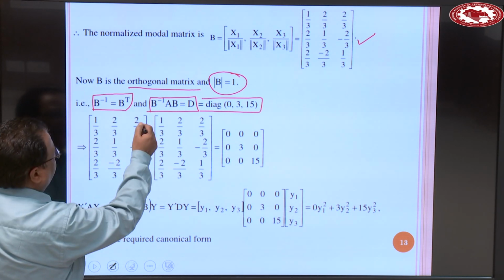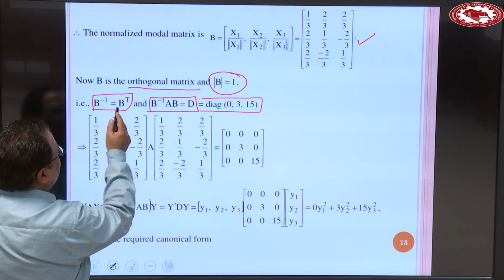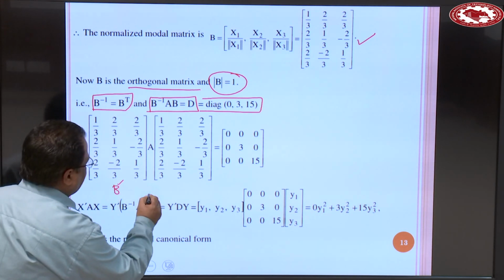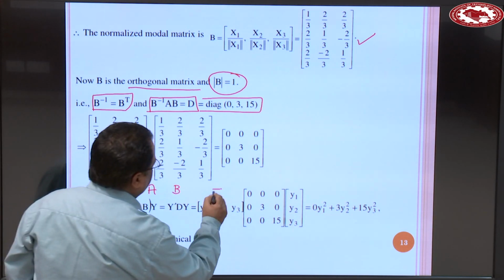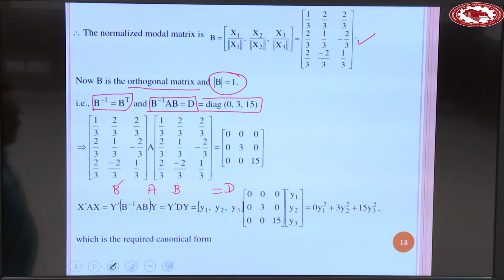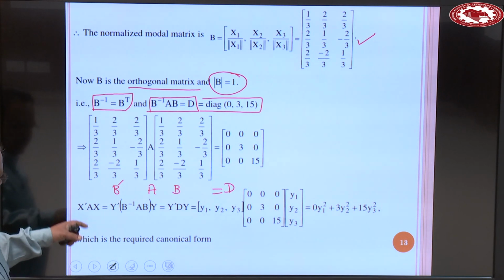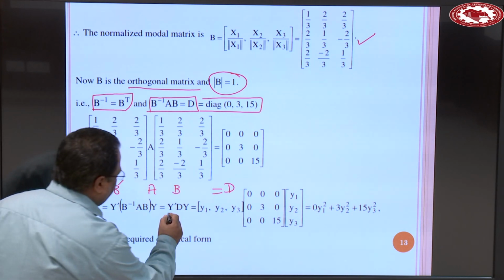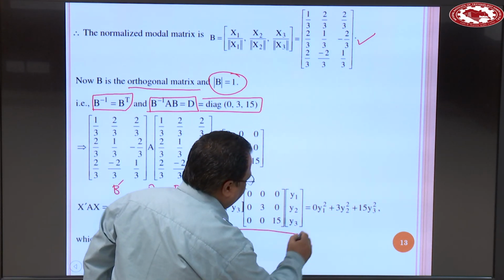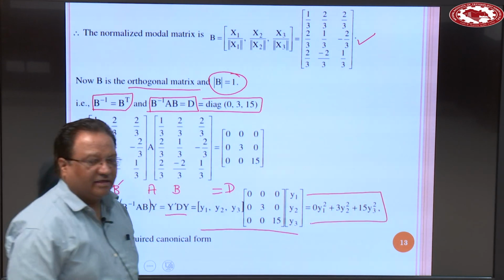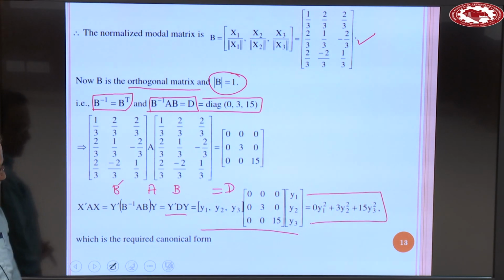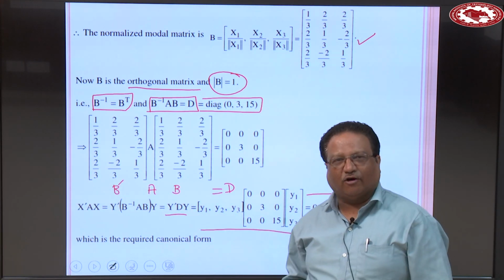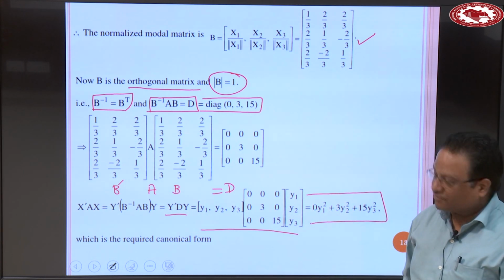Then calculate B dash, B inverse is basically B dash. So B is given, so this one is B dash and A as it is, and this one is B and this one is D, okay. So calculate x dash Ax. So x dash Ax is equal to y dash B inverse AB y, and that one is y dash Dy. So calculate this one and you will get the canonical form, okay. So in this way you can find the canonical form from the quadratic form by using orthogonal transformation, okay.